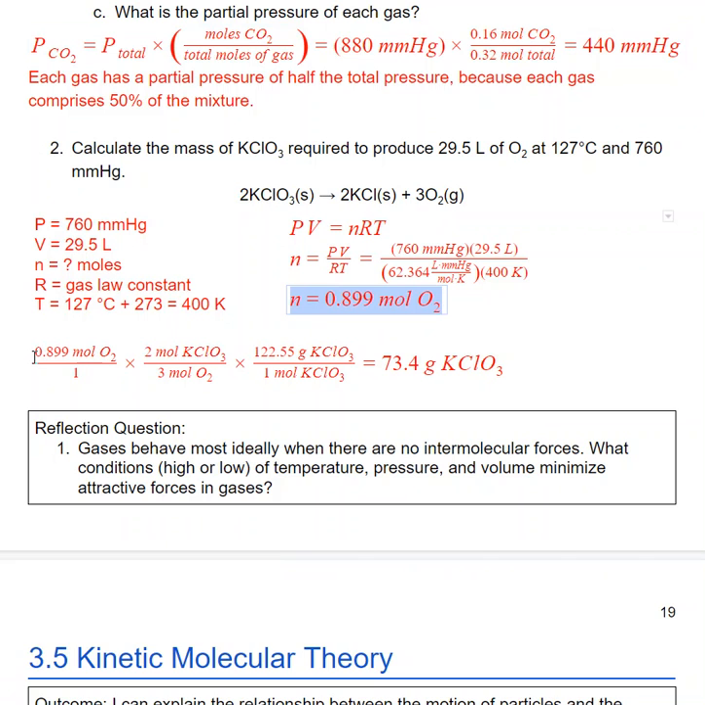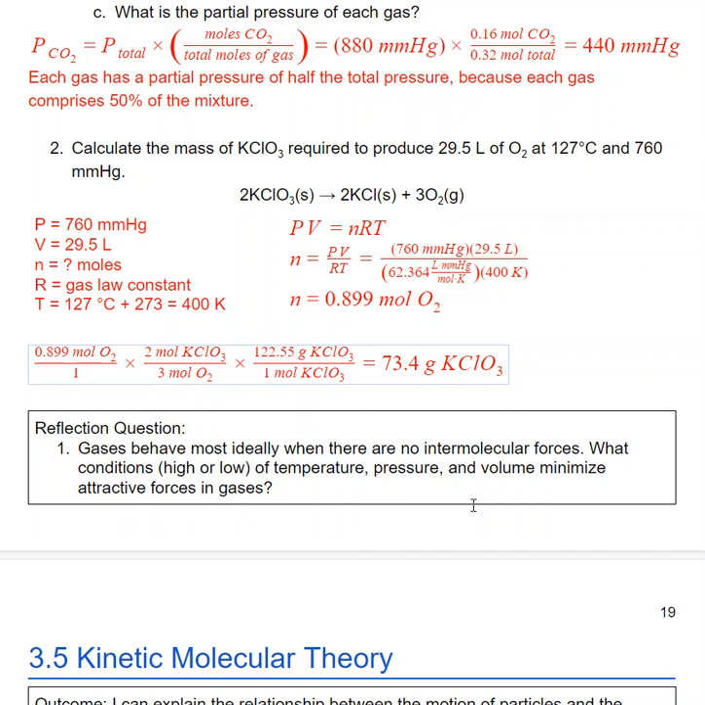Then, now I need to figure out how much of this KClO3 I need to produce this amount of oxygen. So I took my moles of oxygen and used a mole ratio to convert to moles of potassium chlorate. And then I just used its molar mass to convert to grams.